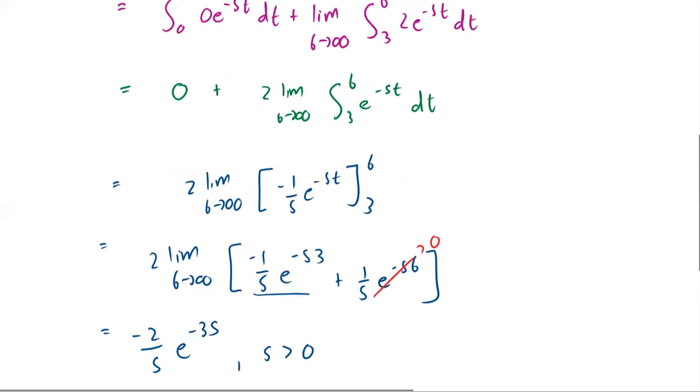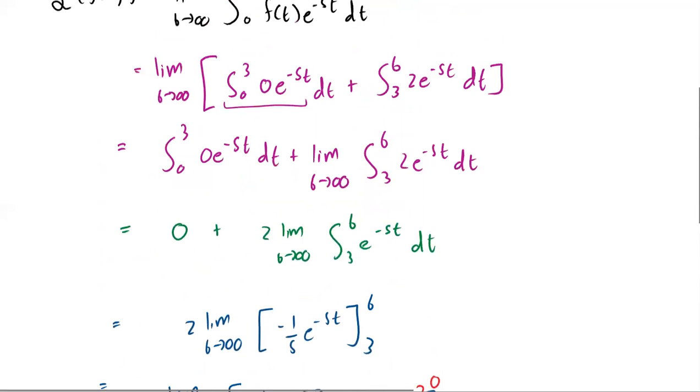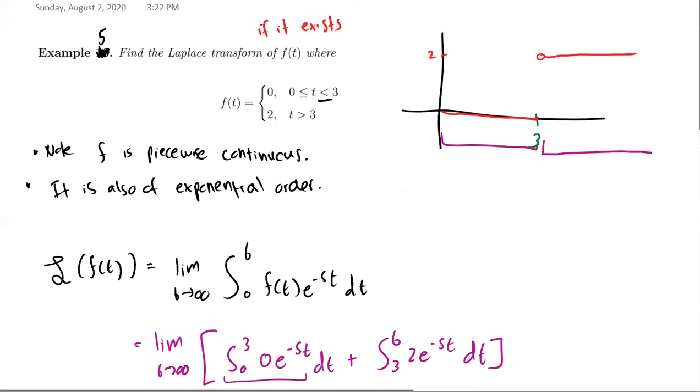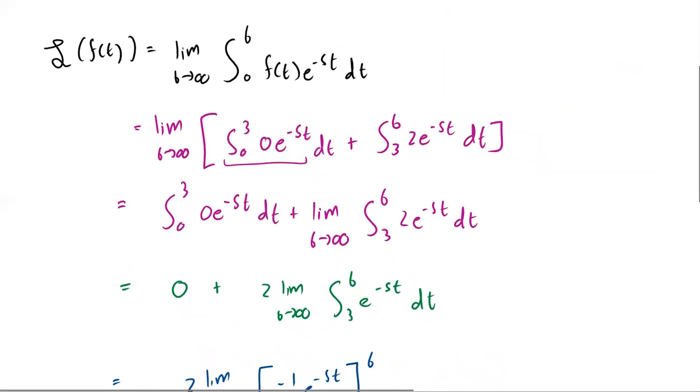And that's how you compute the Laplace transform of a piecewise function. So very straightforward. Just use what you learned in Calc 1, where you partition the function into each of its domains, and you partition the integral correspondingly.